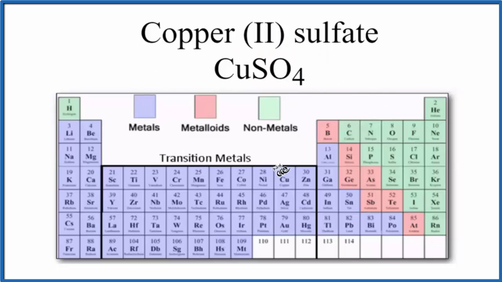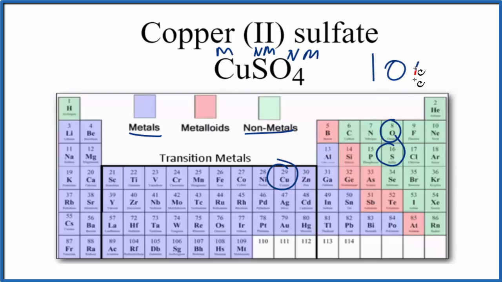On the periodic table, copper right here is a metal, and sulfur and oxygen are nonmetals. So when we have a metal and nonmetals, it's going to be an ionic compound. Because it's an ionic compound, we really should look at the charge on each of the ions.